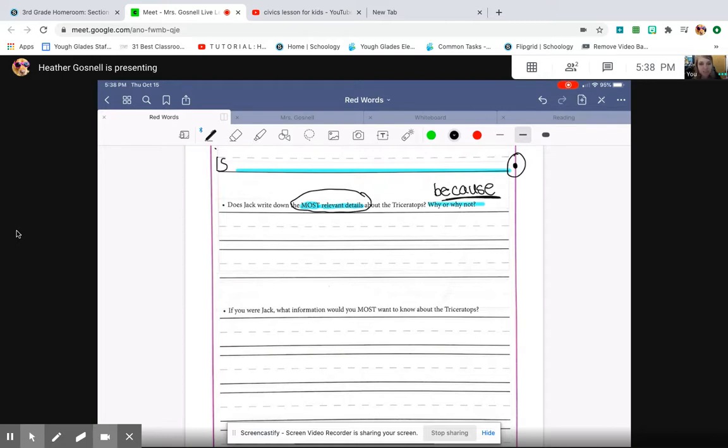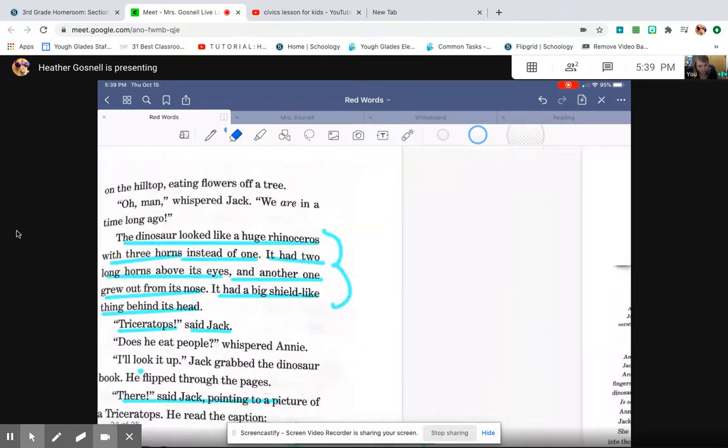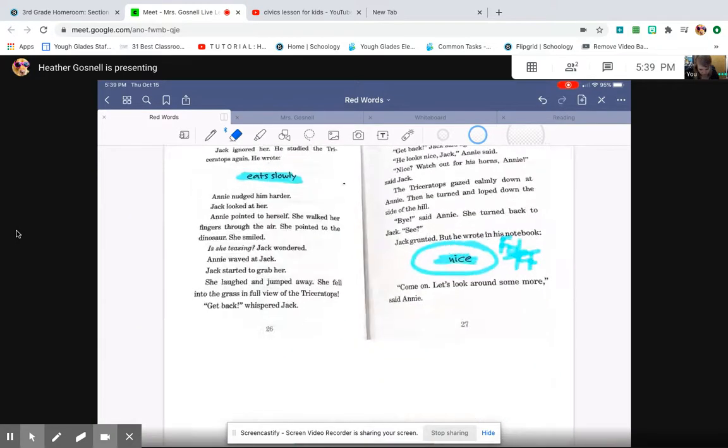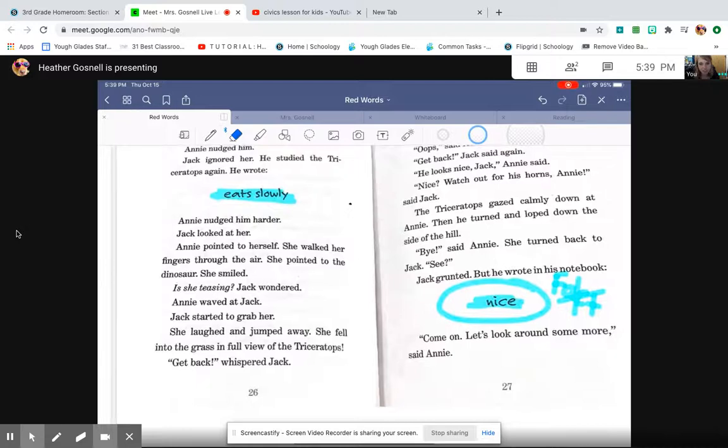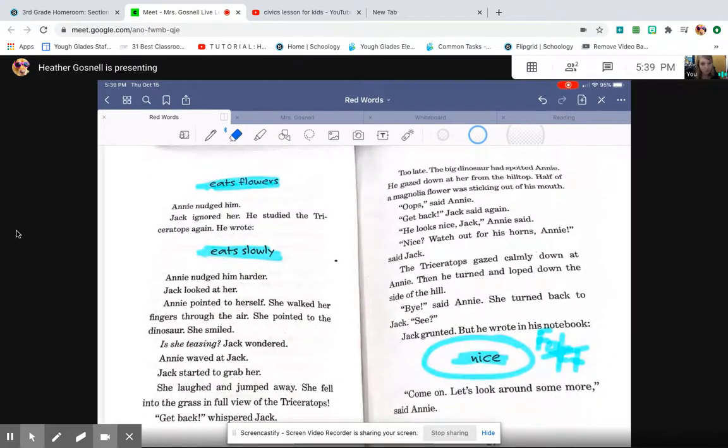Because, why? Because it wasn't enough information. Because he should have probably thought about maybe describing what a real Triceratops looks like for the people he wants to share it with. Maybe he needed to observe it more to get more details. You tell me why. Remember to look at these pages, 26 and 27 in your book, so you can reflect on that yourself.